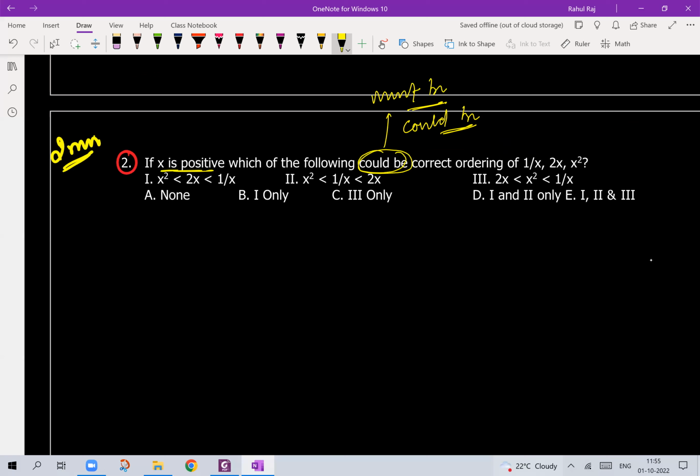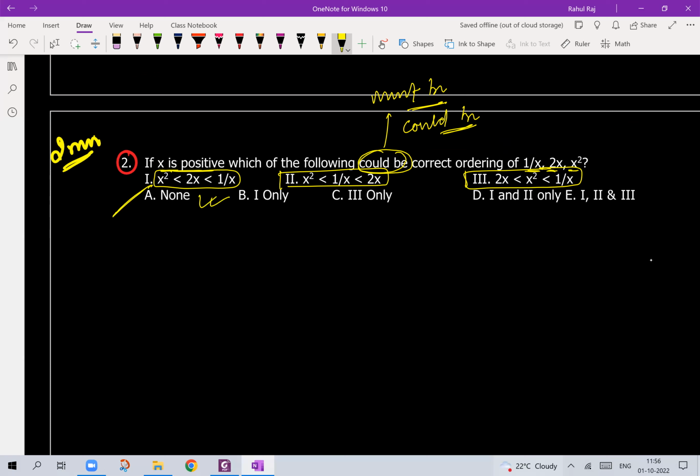If x is positive, which of the following could be correct ordering of 1 by x, 2x, and x square? Simple. Now there are 3 orders that are given to you. This is order number 1, this is order number 2, and this is order number 3. All you have to find out is that for any one value of x, it is given to you x is positive, this order satisfies. That should be taken into consideration.